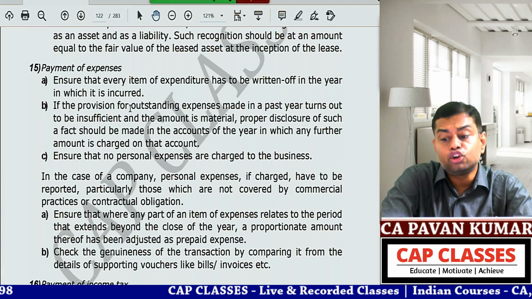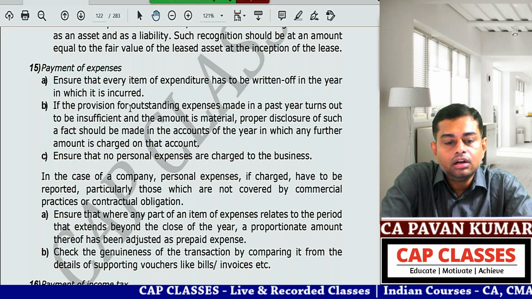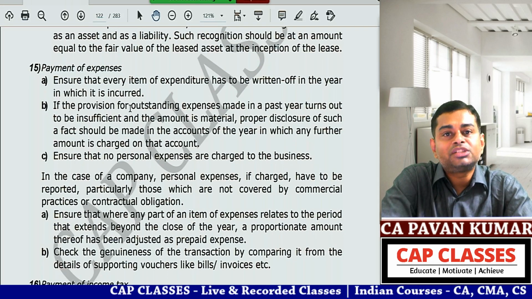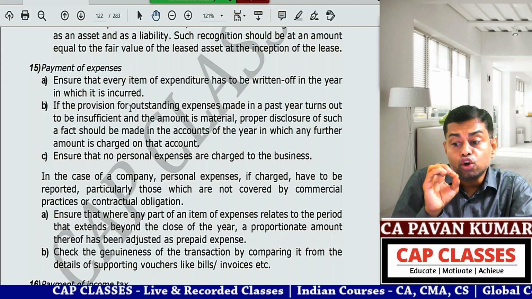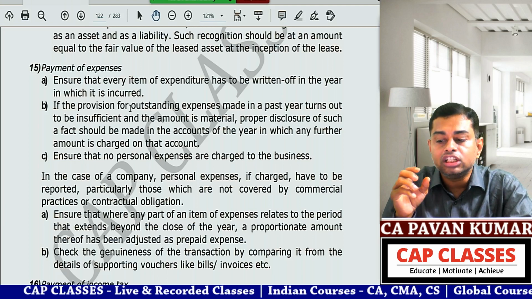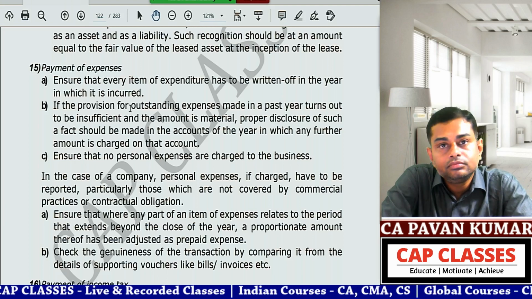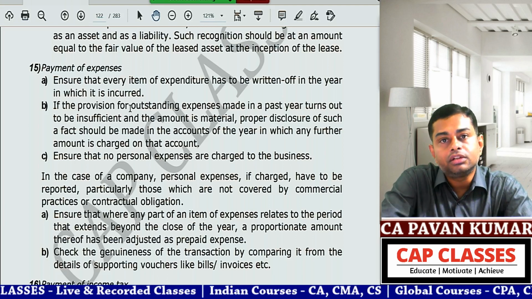So this is a wholesale question. What is a wholesale question? How do you verify payment of expenses? Wholesale question: how do you verify payment made towards royalty to technology provider? That is a retail question. This is a wholesale question.